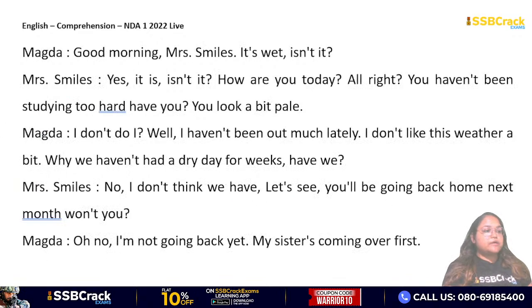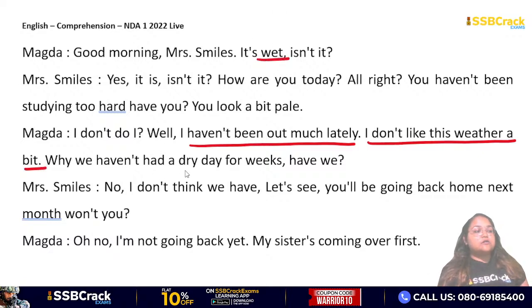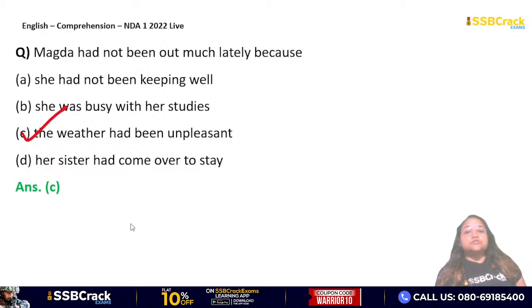So if you go in the passage, you can see Magda is saying, I haven't been out much lately. I don't like this weather a bit, because it's been raining. You can see it's wet, they're talking. They haven't had a dry day for weeks. That means it's been raining for weeks, right? So therefore your answer will be option C. Because the weather was unpleasant, it was raining and she didn't like the weather much. That is why she didn't come out much lately, right? So option C is your answer.